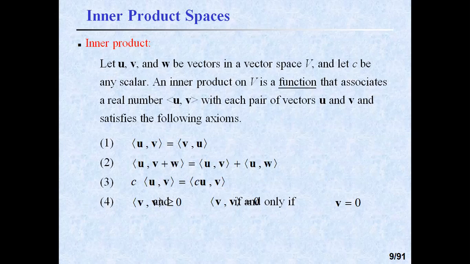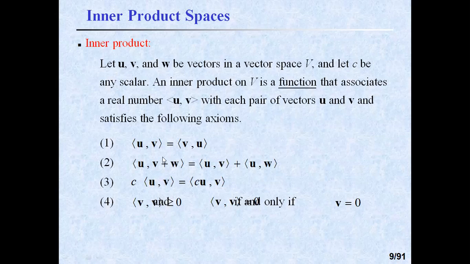Inner product means we take three vectors, let u, v, w be three vectors in a vector space, and C be any scalar. An inner product on V is a function that associates a real number, represented by the symbol inner product u comma v, with each pair of vectors u and v, and it also satisfies the following axioms. How many axioms are there? Four axioms are there, and the function must satisfy these four axioms.